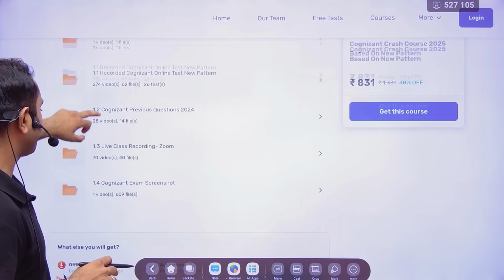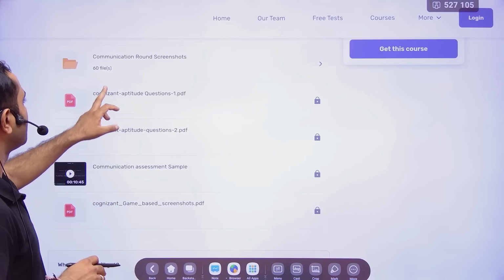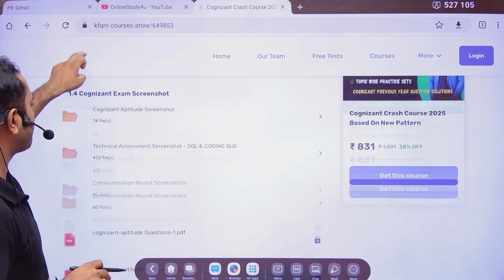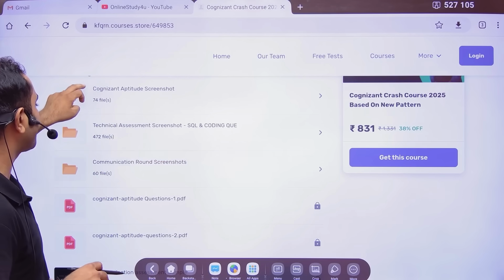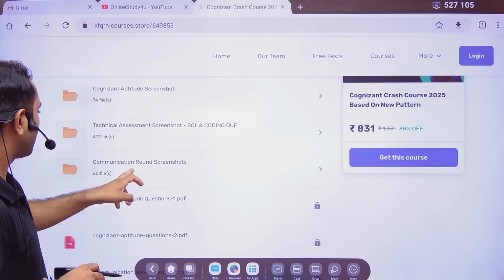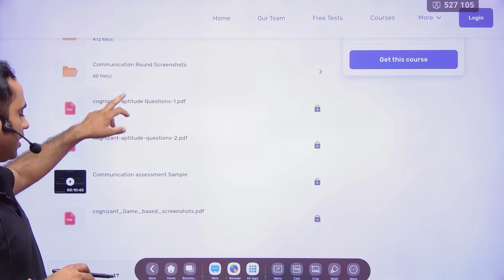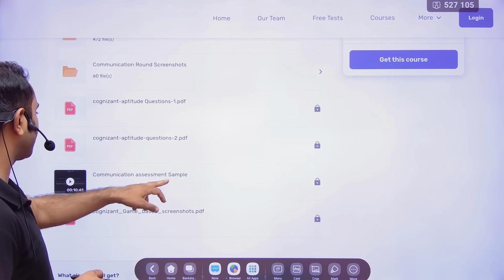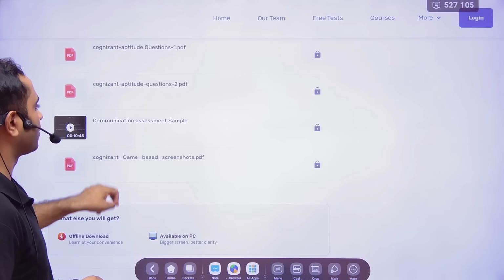So here you see, 1.4 Cognizant exam screenshots, 609 files are there. Cognizant aptitude screenshots, Cognizant assessment screenshots, SQL and coding questions, Cognizant communication round screenshots, Cognizant aptitude round screenshots 1 and 2, communication assessment sample video, and Cognizant game based screenshots.